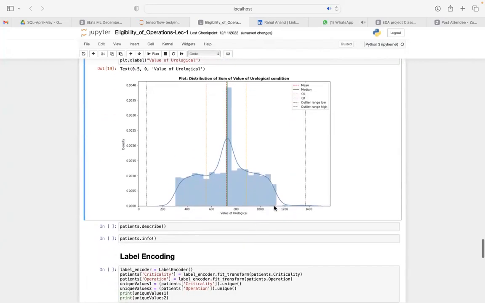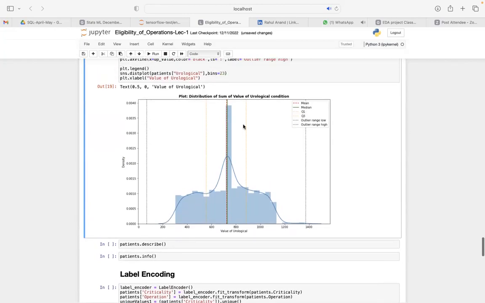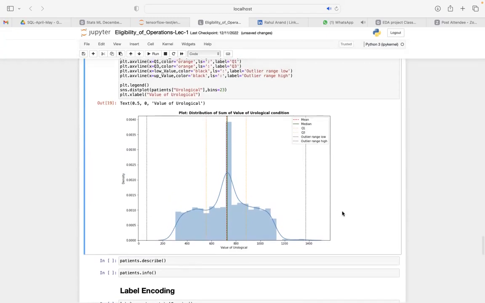So as you can see, on the left hand side, the data was skewed. It was right skewed. You can see that the mean has shifted towards the median. It is very close to the median now. So you can say that it's almost a normal distribution curve.